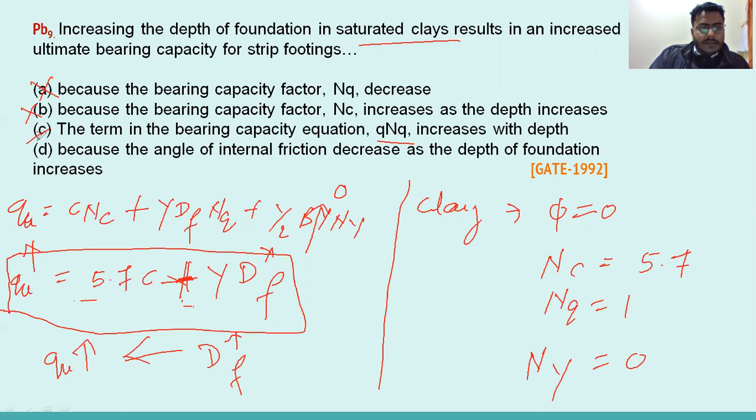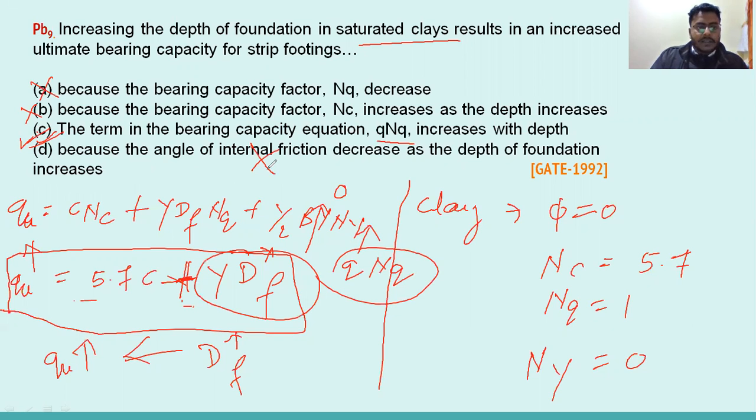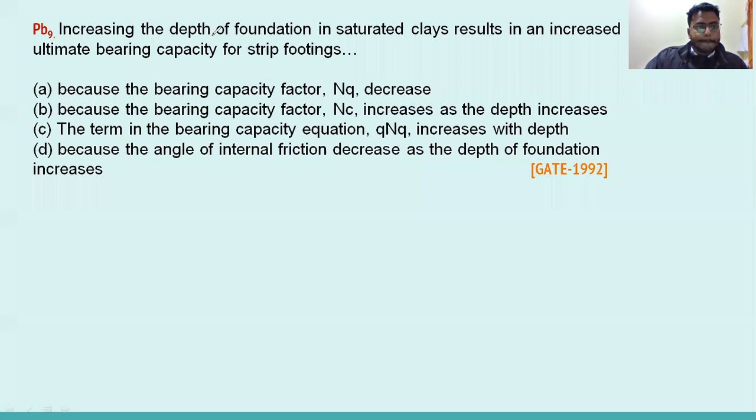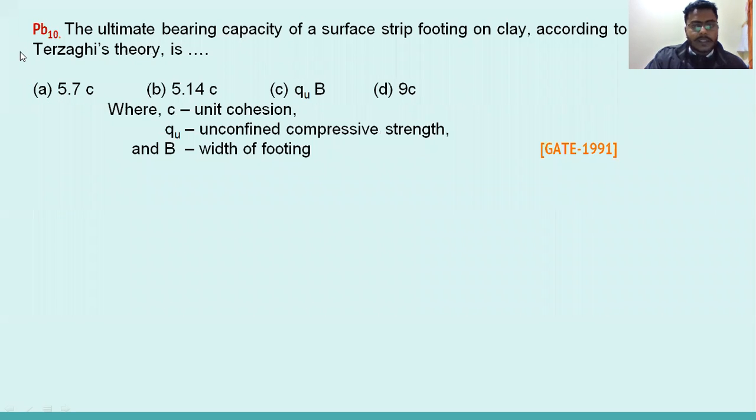The term in the bearing capacity increasing with depth: this option is correct, because this is the expression. We are talking about QU, and in this expression QU is increasing. So the C option is correct. Let's check the D option also: the angle of internal friction is not correct. So here option C is correct. Are you getting my point? Okay, so let's discuss the next question.